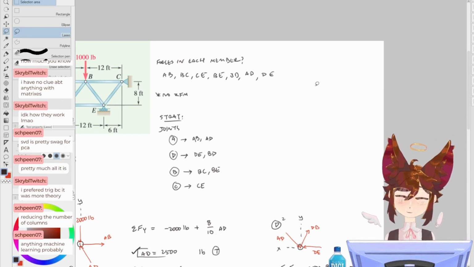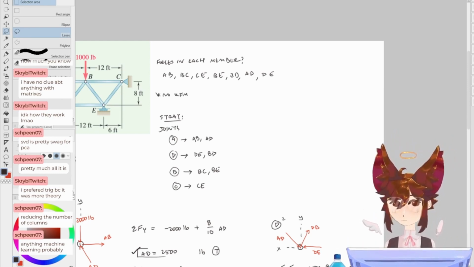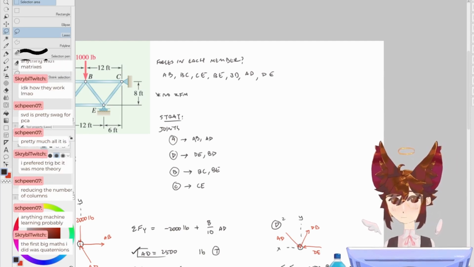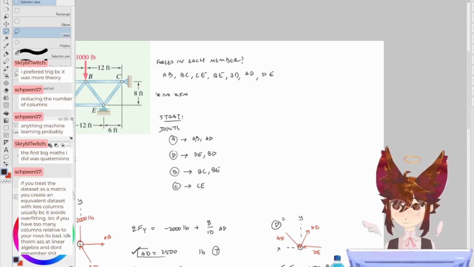I think that's all I got. I don't really want to do, because I think, but wait, actually, I guess I could check. I think this is on second moment of inertia. The first big math I did was quaternions. Oh, that's really cool. Yeah, quaternions.